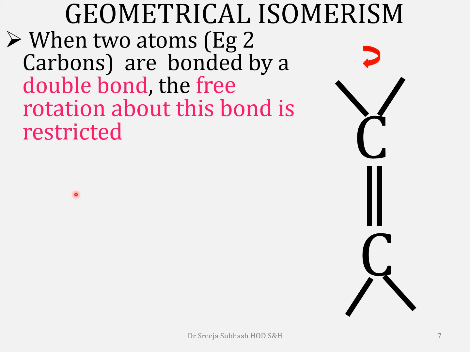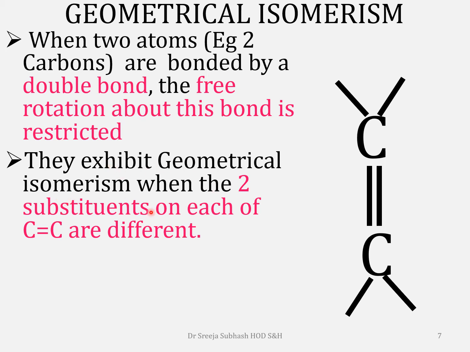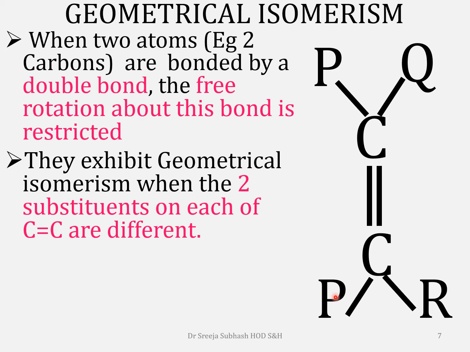In such cases, they can exhibit geometrical isomerism when the two substituents on each carbon are different. What does that mean? We know that the valency of carbon is 4. When a double bond exists between two carbon atoms, two out of the four valencies are already satisfied. How many are left? Two are left. Well, if these two free valencies are substituted by two different substituents, please see here, let one be P and the other should not be P, it has to be a different one. So let it be Q here. The same has to be the case with the second carbon atom. If one is P, the other has to be a different one. If this is the case, such molecules can exhibit geometrical isomerism.